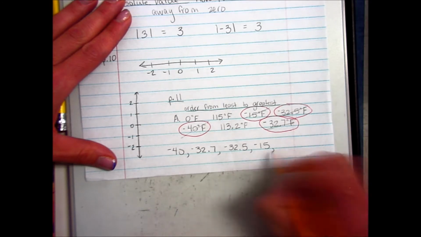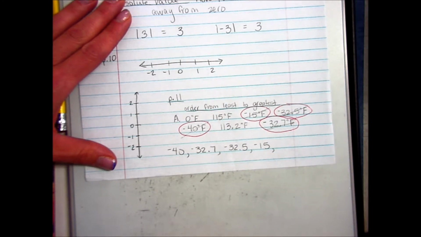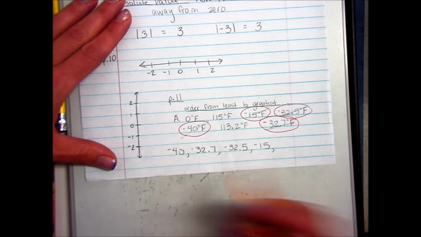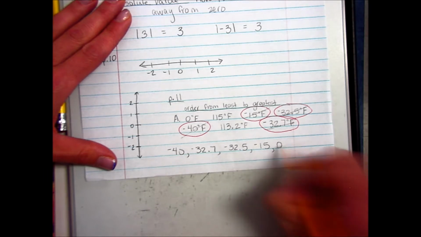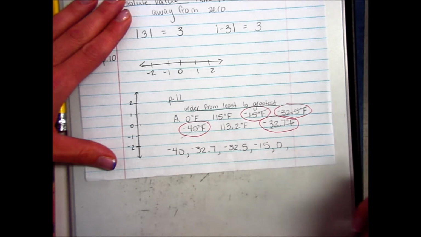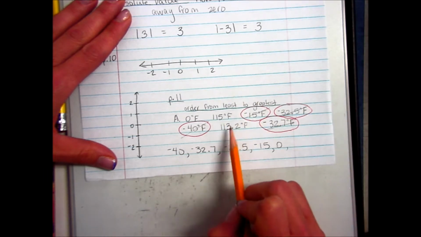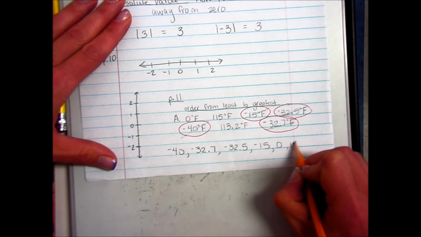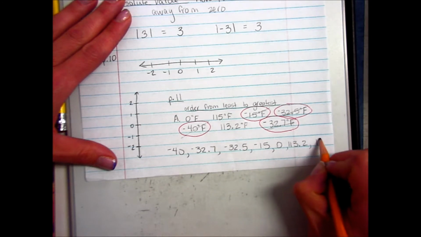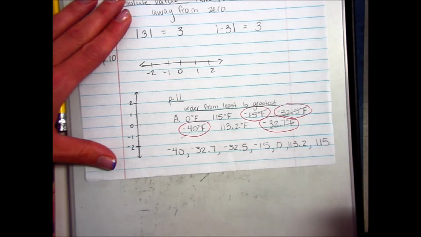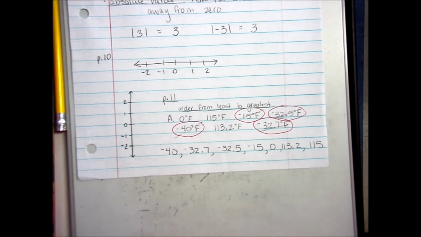All right, so now I'm back to positive world. Positive world is normal. Bigger is bigger. So I've got 0, 115, and 113. Then it'll have to be 0, then 115 and 113, so 113.2. And finally, 115. Okay, who has a question?